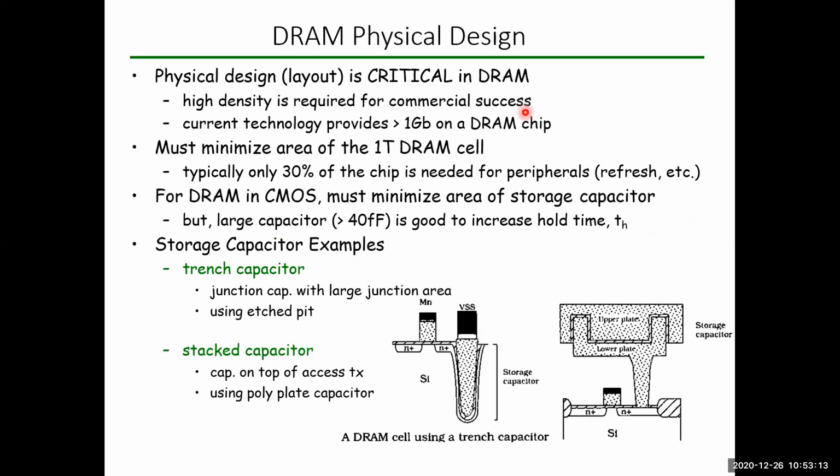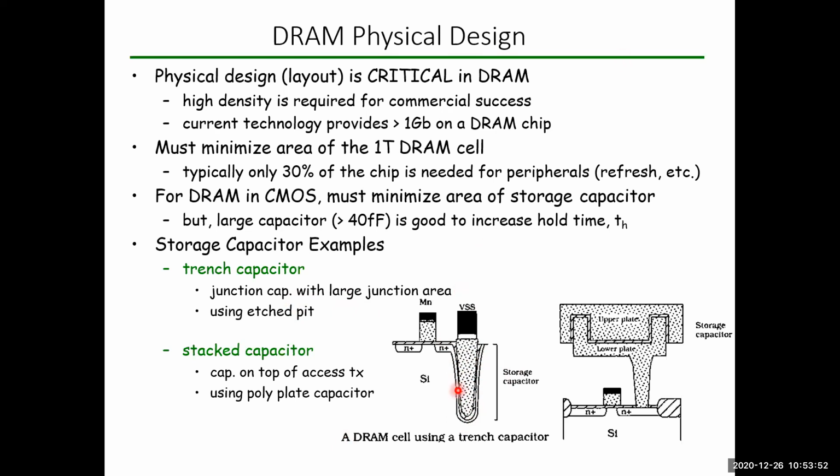And this is a DRAM cell using one kind of capacitor, the trench capacitor, which is used in designing the layouts. There are two kinds of capacitors we can use here in order to design the layouts. The first kind is called a trench capacitor, where a junction capacitor is used with a large junction area. Since it looks like a trench kind of form is formed over here, we call it a trench capacitor.